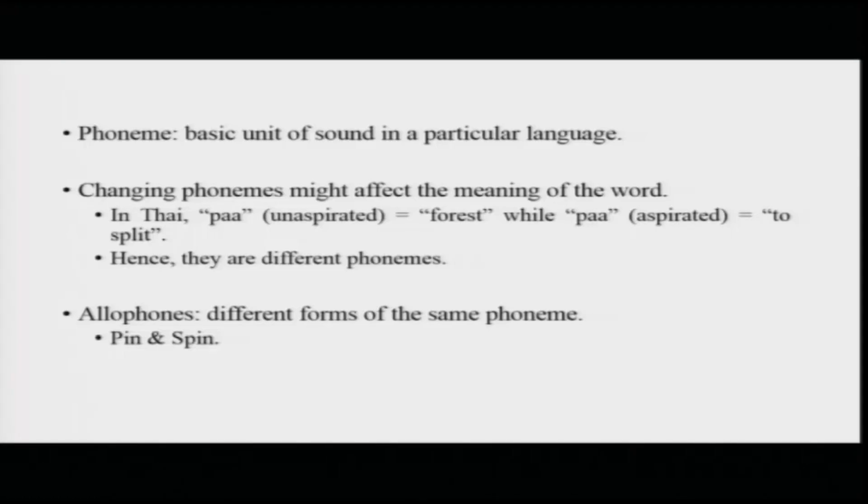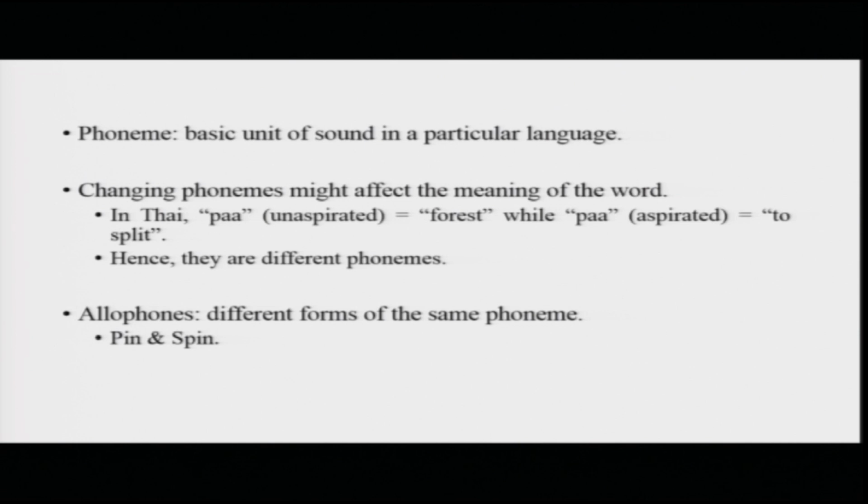Suppose, as I was telling you, you have to be able to distinguish between pat and bat. You also have to be able to distinguish between pin and spin. Now the only difference between these two sounds, pin and spin, is basically that spin is unaspirated. You cannot hear your breath when you are saying spin, but you can hear your breath if you are saying pin. It's a very easy test of checking whether something is aspirated or unaspirated. Now a phoneme is the basic unit of sound in a particular language. So what are the basic units of sound in a language? These are referred to as phonemes.